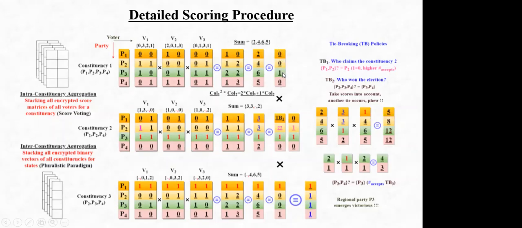Now it's encrypted as 0, 0, 1, 0. This is done by the CA, the constituency authority for constituency 1. So it's basically passed on as 0, 0, 1, 0. That means party 3 has emerged victorious for this particular seat in constituency 1.